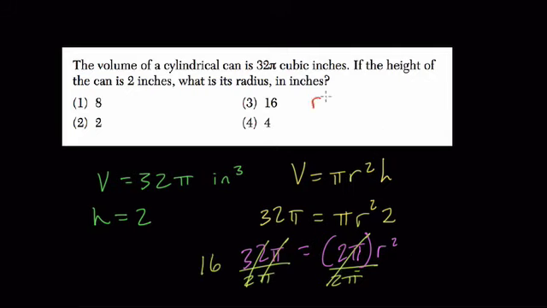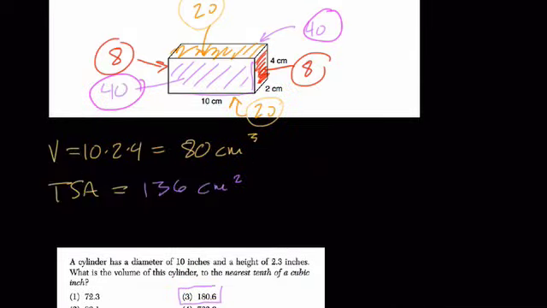And I'll write that up here. But if r squared is 16, take the square root of both sides, and r equals 4, the square root of 16. So we have choice 4. Alright, 2 more problems to go.